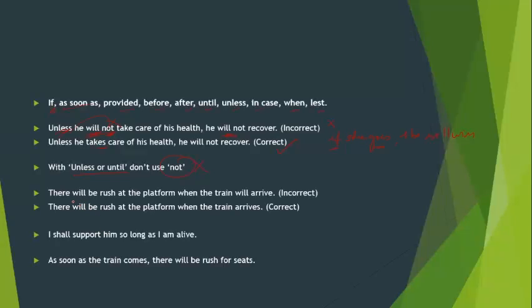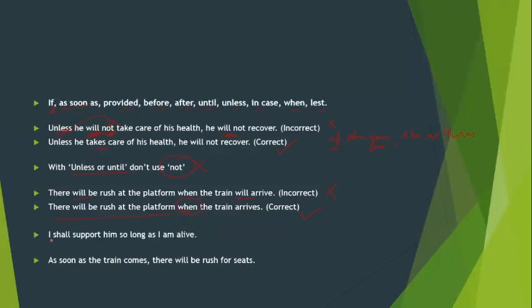Now, another example, there will be rush at the platform when the train will arrive. Again, we are using will in the first half, and in the conditional part, when the train arrives, we are also putting will. So this is incorrect. With when, don't use future. Again, there will be rush at the platform. It's a statement. The condition is like when. So with when we don't use future, so it will be a simple sentence. There will be rush at the platform when the train arrives. So this is the correct sentence.